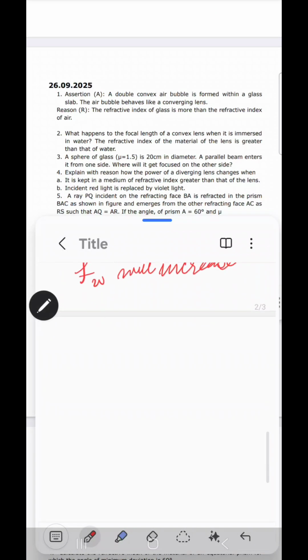Third question is: a sphere of glass of 1.5 refractive index is 20 centimeter in diameter. Okay, a parallel beam enters it from one side, where will it get focused on the other side? It is not a lens here, it is glass. A sphere of glass.